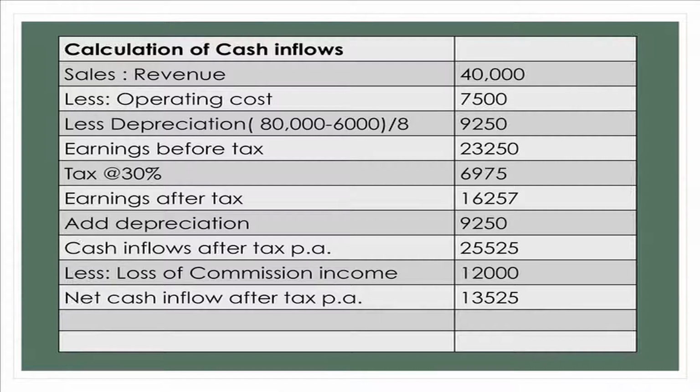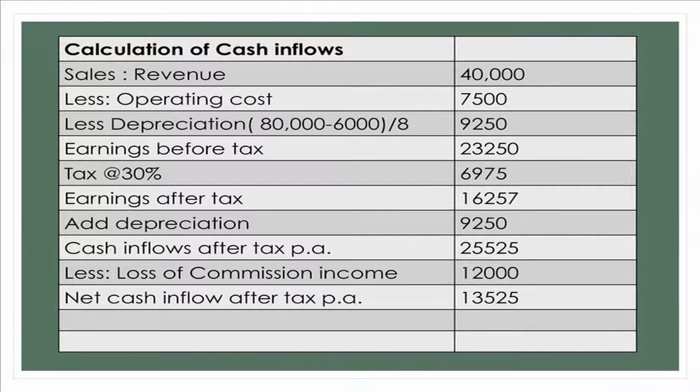Earnings before tax will be 40,000 minus 7,500 minus depreciation 9,250. So, it will be 23,250. So, applying 30% on 23,250, we are getting tax as 6,975. So, when we subtract tax from earning before tax, we are getting earning after tax, that is 16,275. We will add back the depreciation of 9,250. So, we will get the cash inflows after tax per annum, that is 25,525.